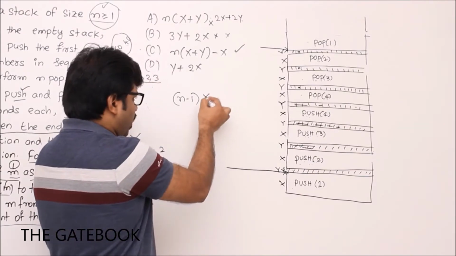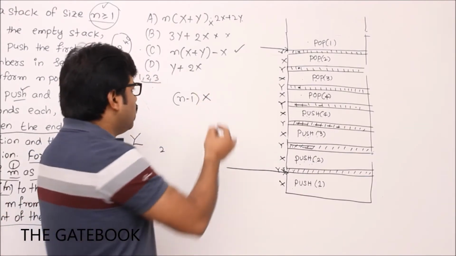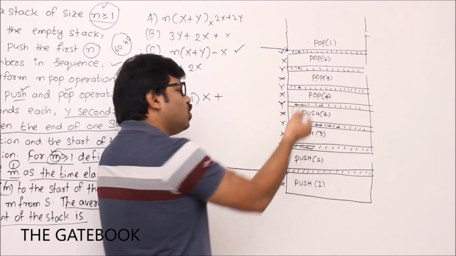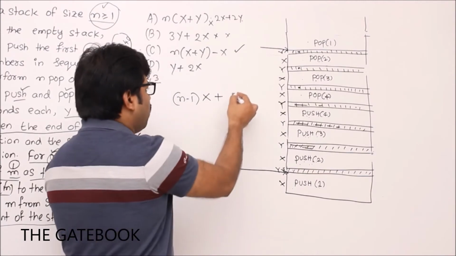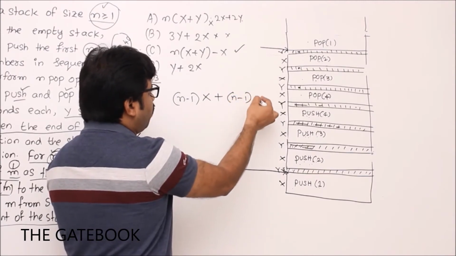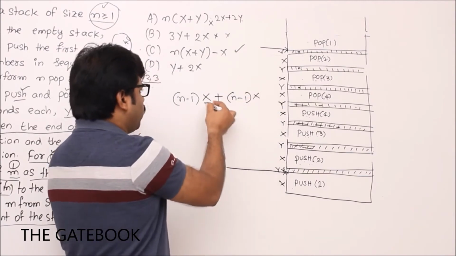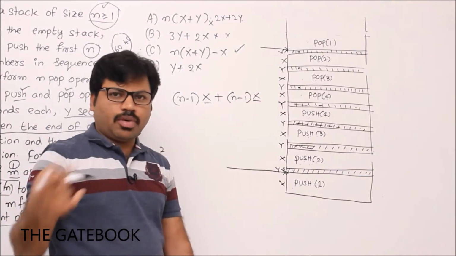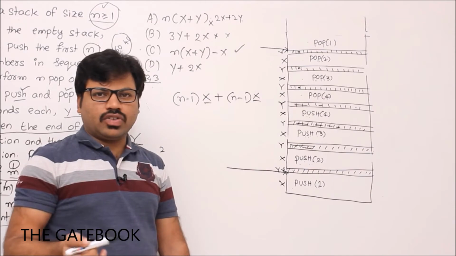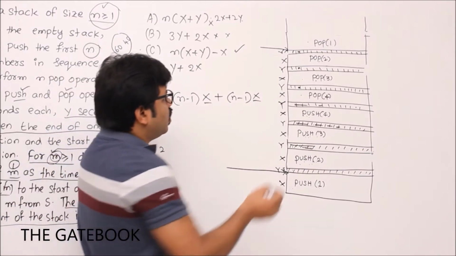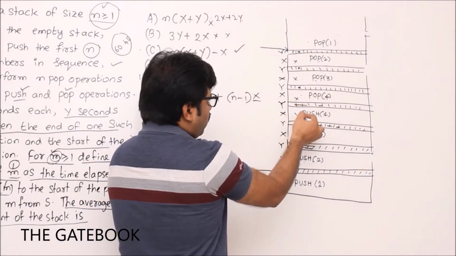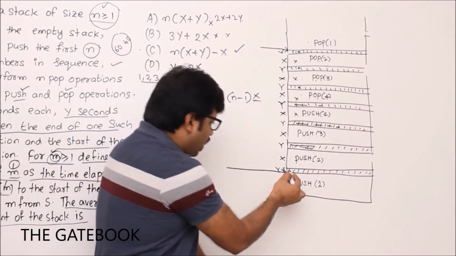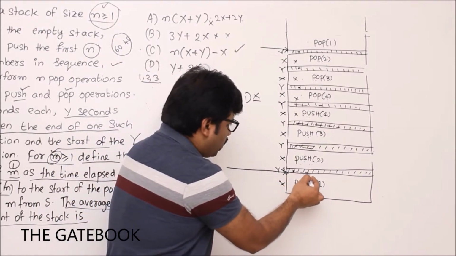So n minus 1 x units of time it takes, plus, since every element that was pushed should be popped before 1, then n minus 1 y. Sorry, n minus 1 x again. This x for push, this x for pop. So n minus 1 elements are pushed and popped. That's why n minus 1 x plus n minus 1 x plus anything else. So all these white color boxes are done now.